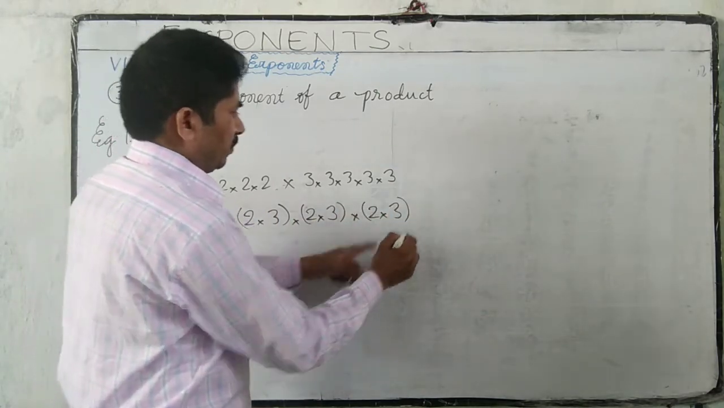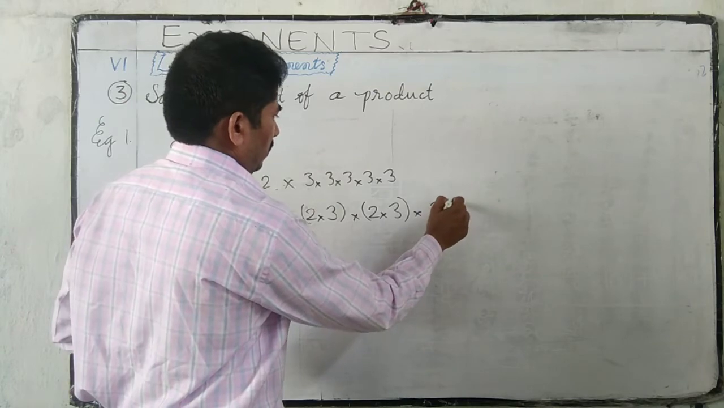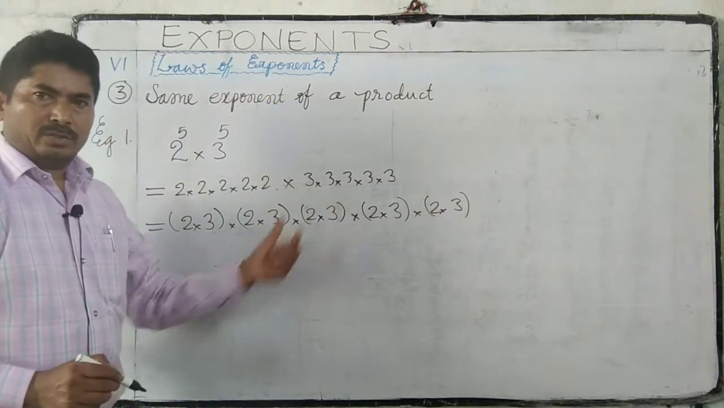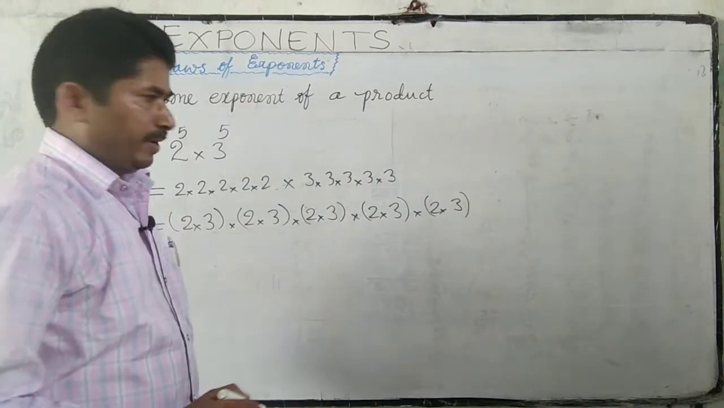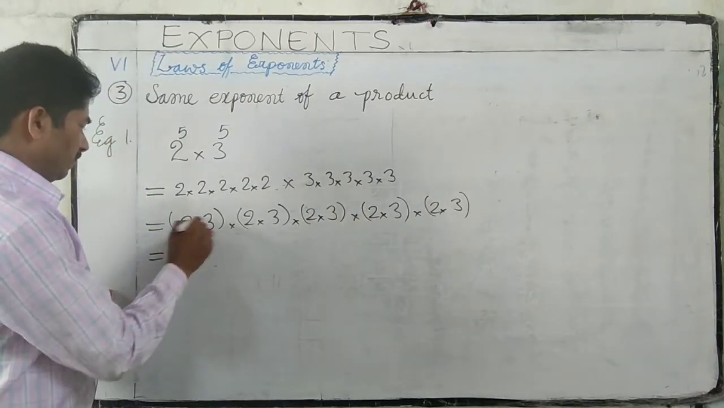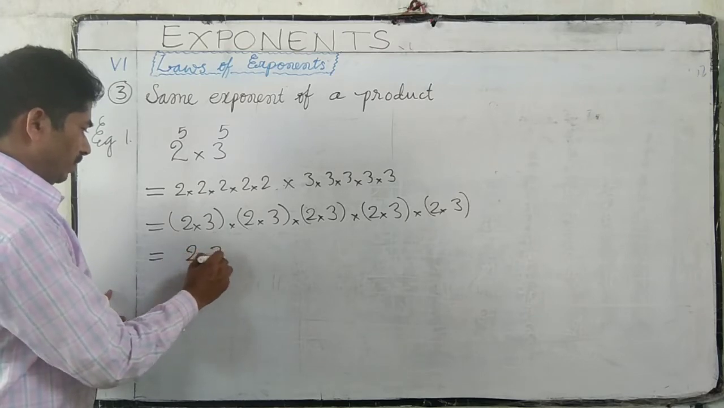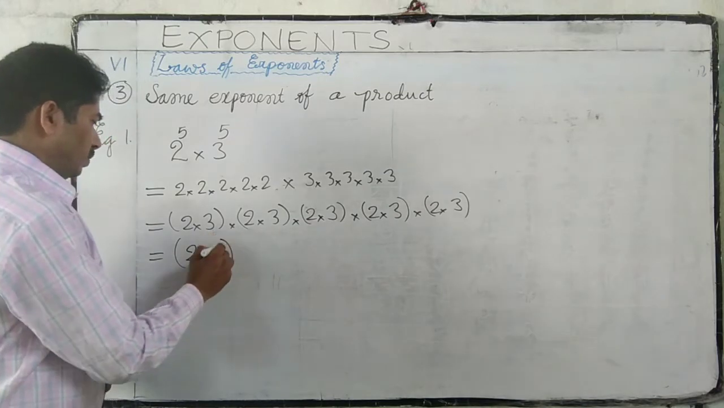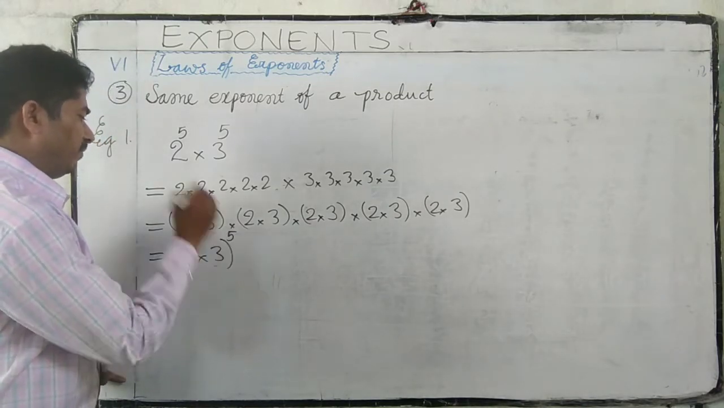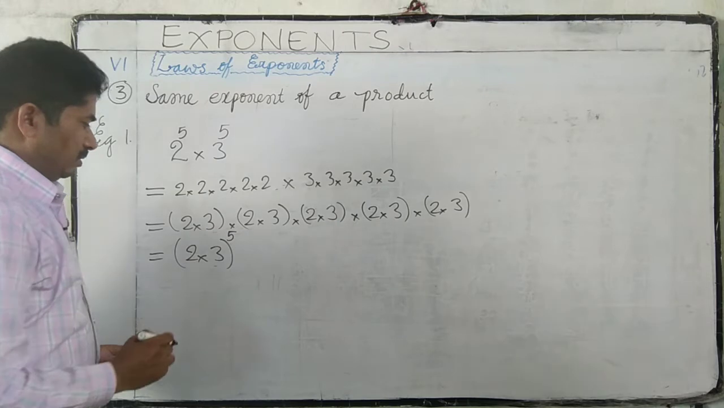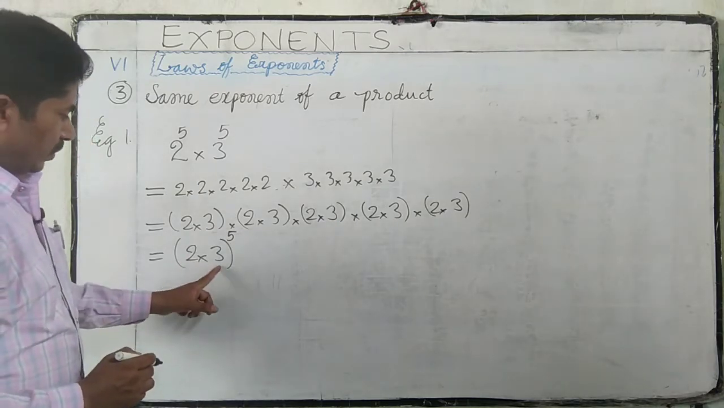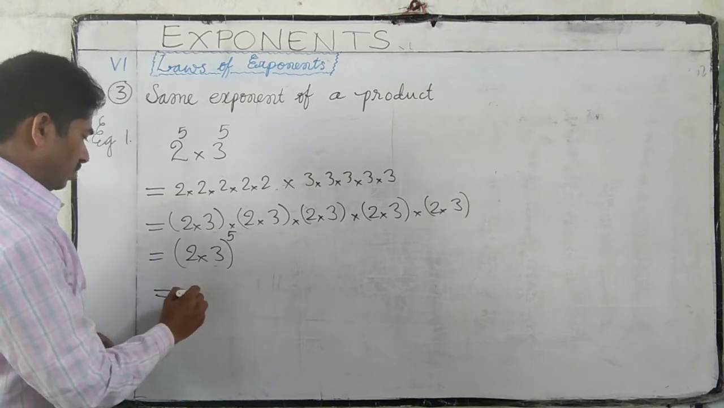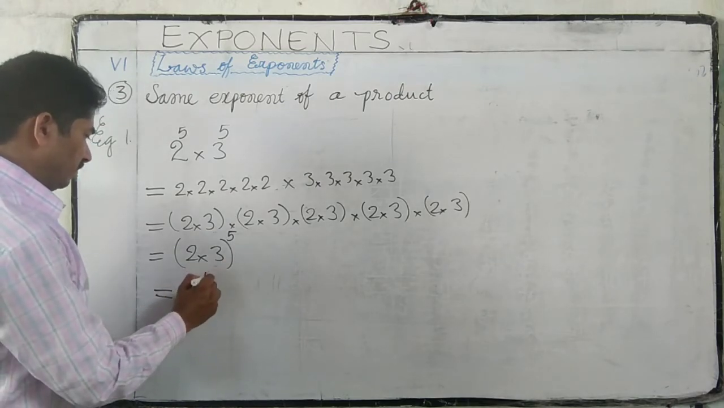One, two, three, four. 2 into 3, these are 5 pairs. We got 5 pairs. We can write this 2 into 3, 5 times. So we can write 2 into 3 to the power of 5. So we understood 2 into 3 whole to the power of 5. We can write the answer also: 2 3s are 6 to the power of 5.